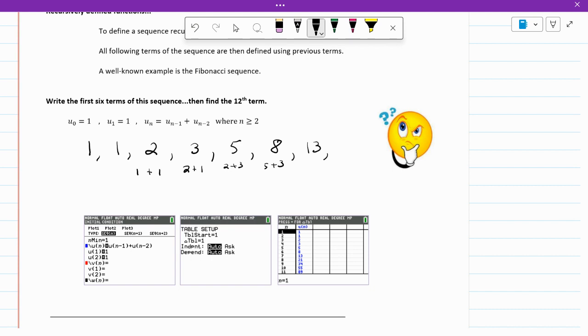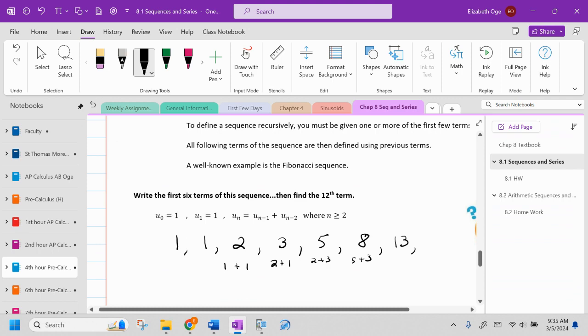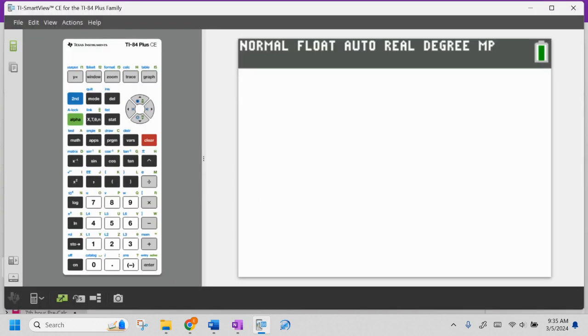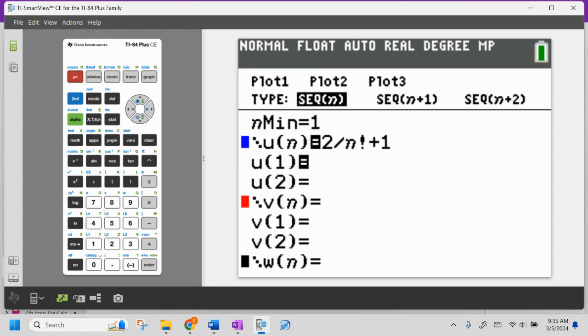Okay, so we can set up a recursively defined sequence on our calculator. So let's go look in our calculator. Remember, I want to be in sequence mode, and if I go to y equals, then I can leave my minimum as 1, which means I want to start with the first term, and then I'm going to put in the rule for the recursively defined sequence.